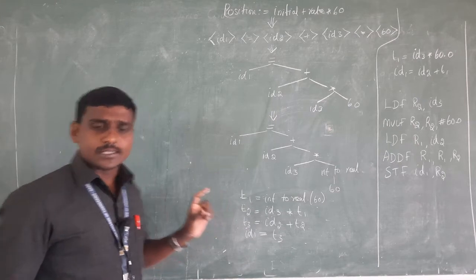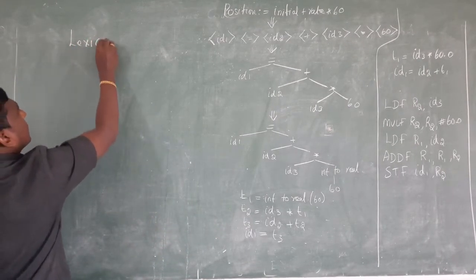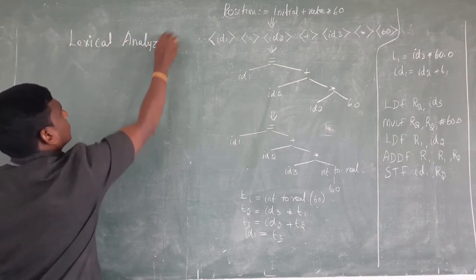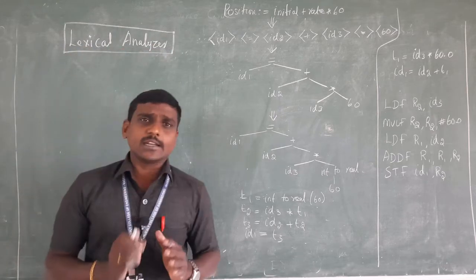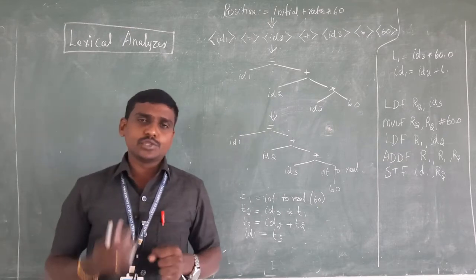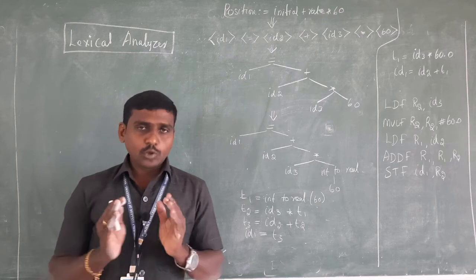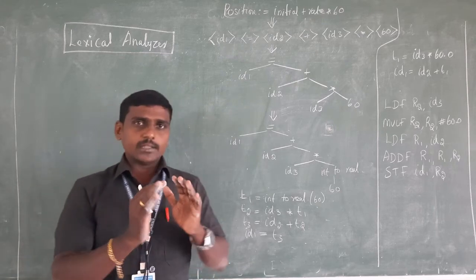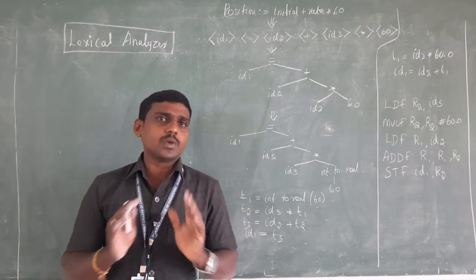The first phase is the lexical analyzer. This is the first phase of the compiler. You should understand what the duty of the lexical analyzer is. The lexical analyzer is used to convert the source program into tokens. You know what is meant by tokens, right? A token is when a big program is broken into small pieces.